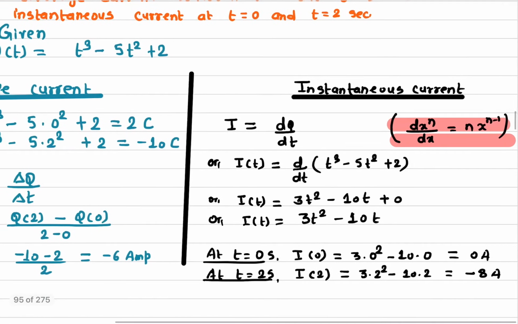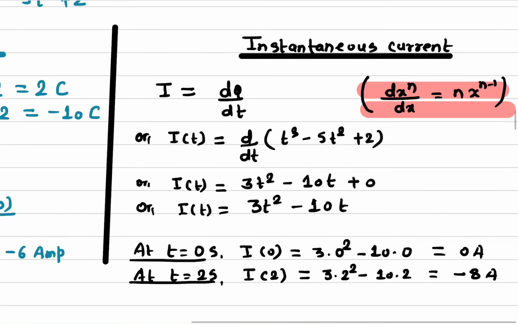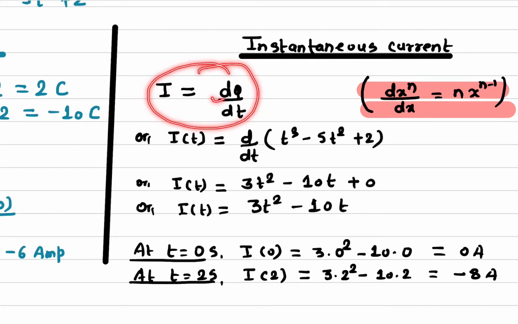Now let's find the instantaneous current. As I mentioned, the instantaneous current is defined as the current at one particular time. The way we define it is the rate of change of charge with respect to time. So the first derivative of charge is called the instantaneous current. Let's take the first derivative. This is the equation, and q is given.